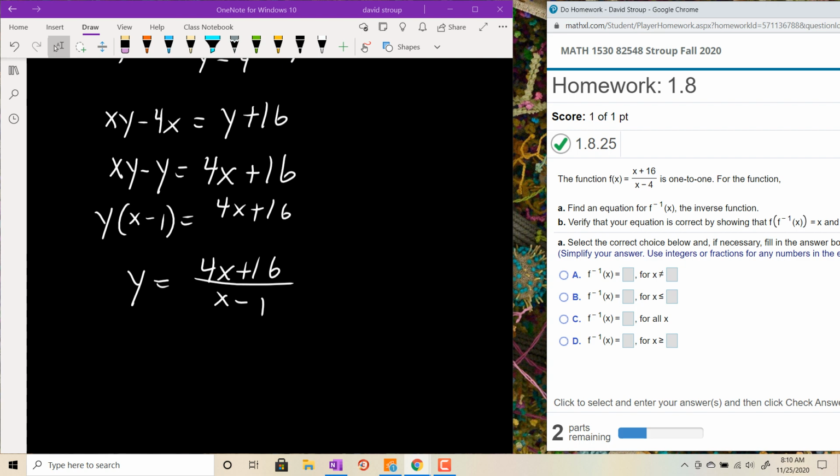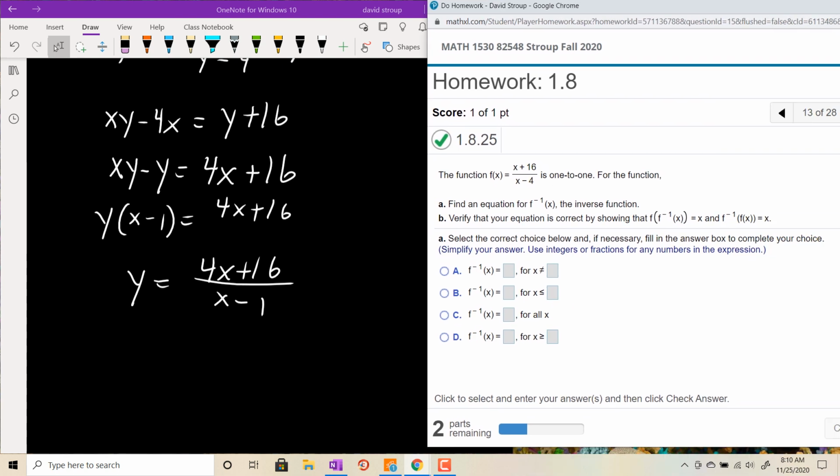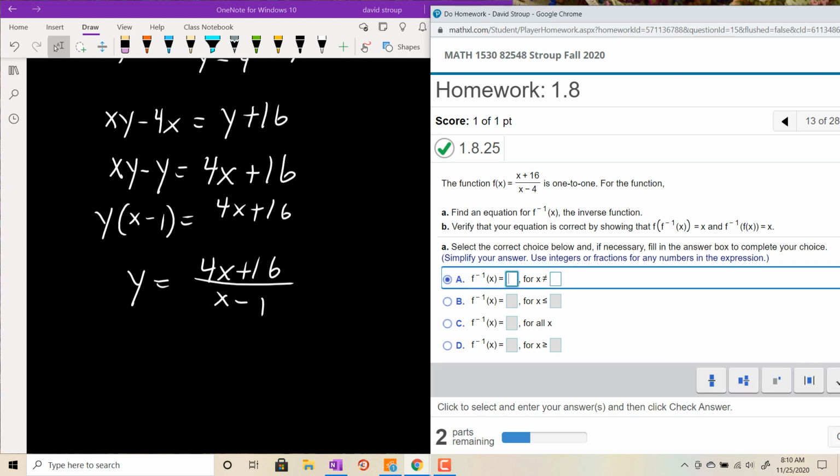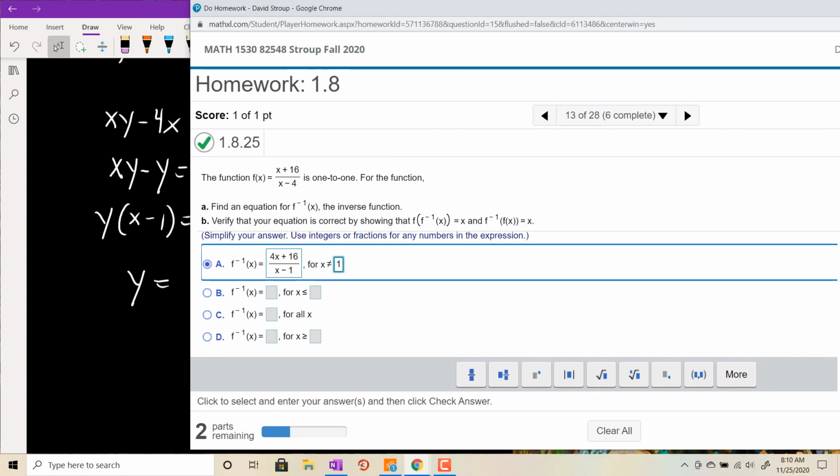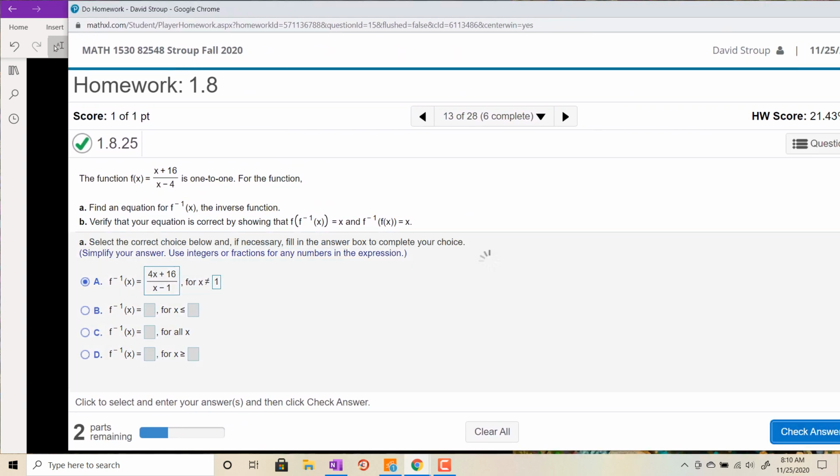If I can get this thing to move, that would be awesome. Okay, well, it's not going to move. Let's do that then. 4x plus 16 all over x minus 1, and clearly x cannot equal 1. Okay, so that's the first part apparently. Check answer.